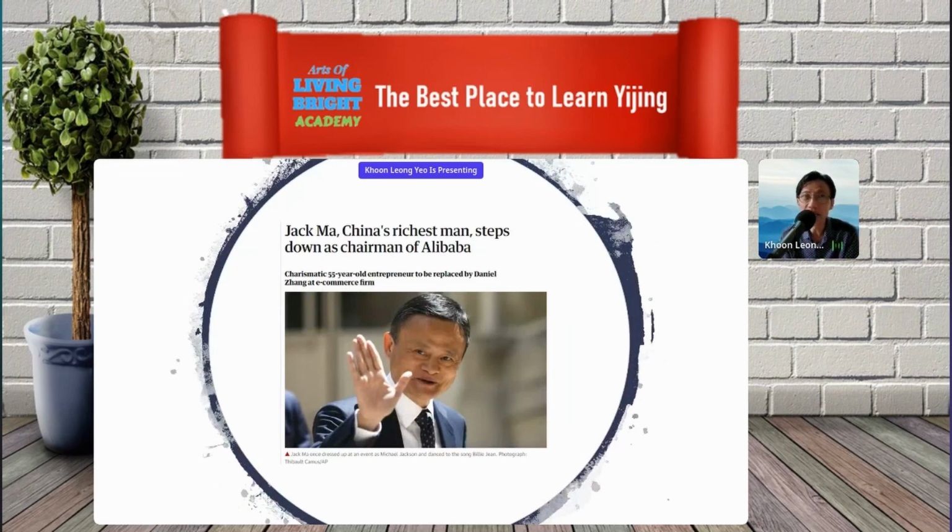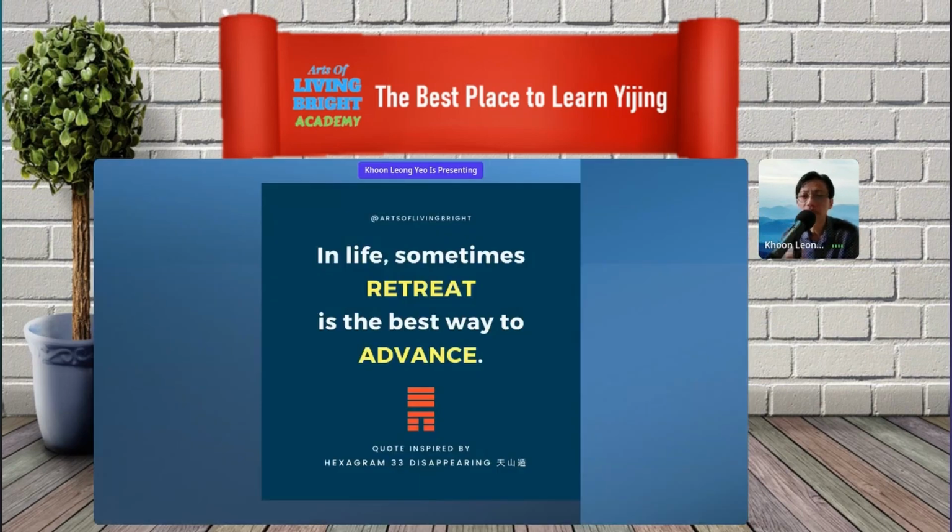I think this is what Jack Ma did before he was cracked down by the China government. He voluntarily stepped down as chairman of Alibaba because he knew he had reached line 5 already. He should step down, gracefully retire. But unfortunately, after that he made a blunder. He said the wrong thing, and that caused him to go into the 地火明夷.